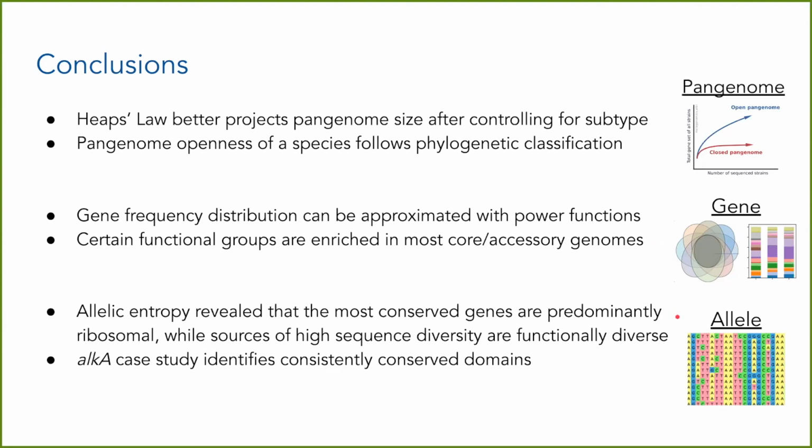And finally, at the most specific allele level, this allelic entropy approach revealed that the most conserved genes at both the coding and intergenic regions are predominantly the ribosomal genes of a given species, whereas the sources of high sequence diversity are quite functionally diverse between different organisms. And finally, with the ALK-A case study, we find that the location of mutation hotspots can vary significantly between different organisms for the same gene, whereas conserved domains may also be consistently conserved across different organisms.